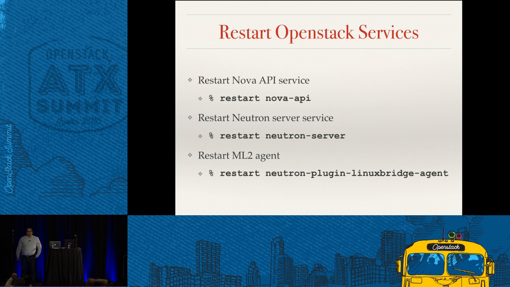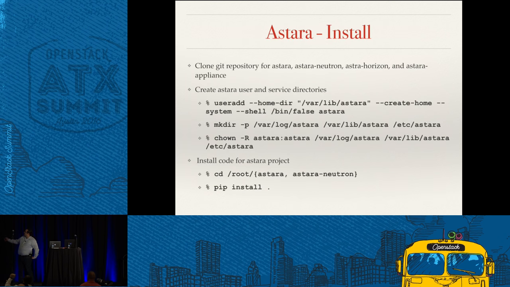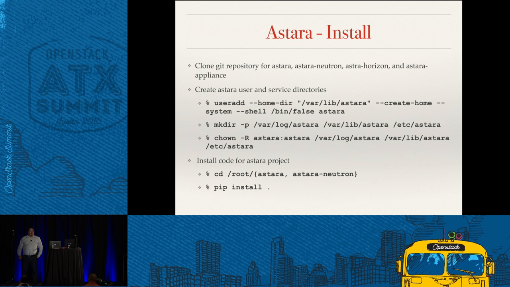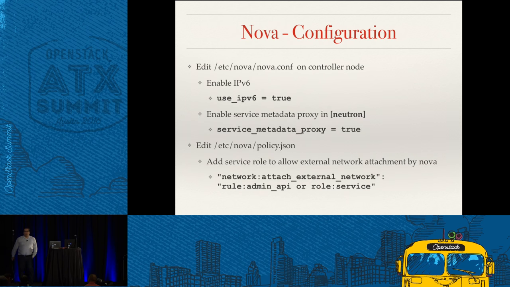So, we didn't go through where we download the Astara agent. Yeah, there's some things we'll have to do, right? Then we'll actually create some networks in Nova. We just wanted to make sure that we get Nova connected. We'll define an Astara management network, and we'll create an external network that we'll be attaching things to. And then we'll download the source. That's the next step, is installing it. So we'll actually go and install through pip, right? Like I said, we're probably halfway done right now at this point, once we restart the service.